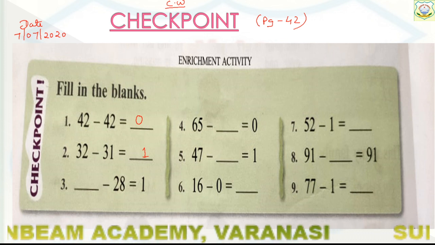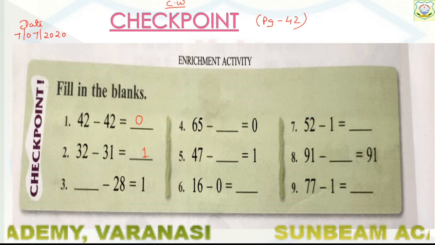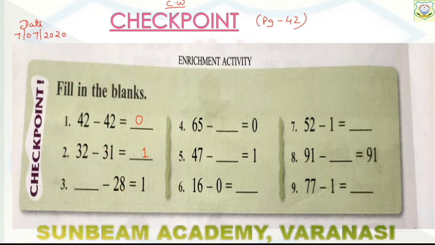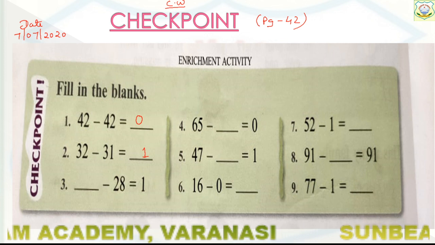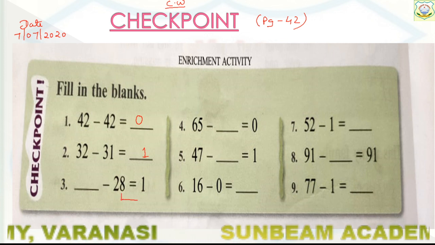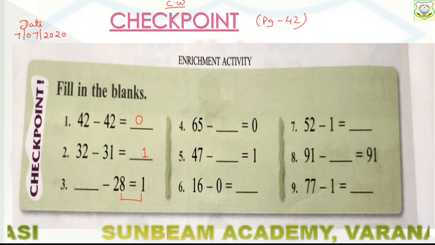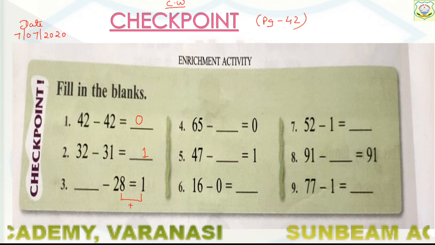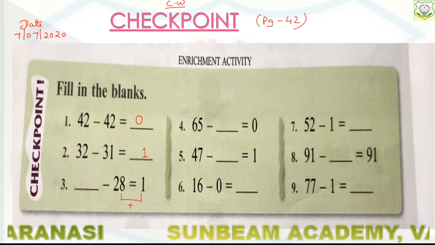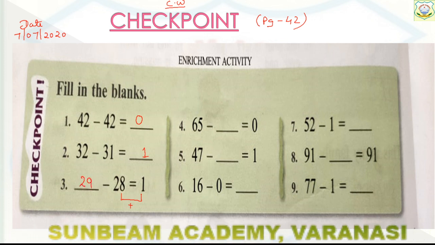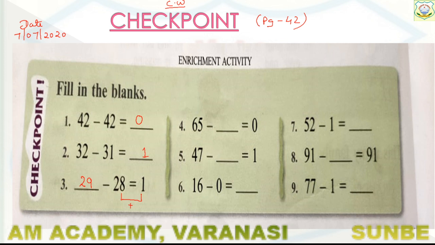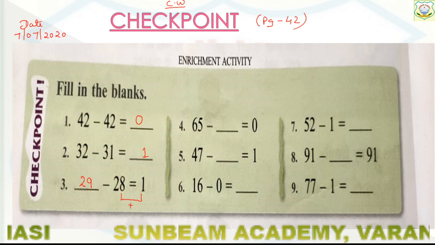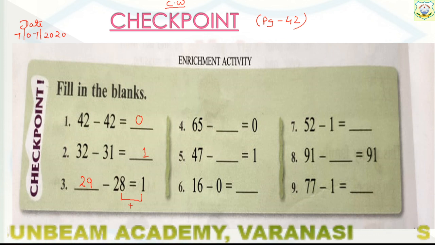Now next is dash minus 28 equals to 1. So now what we have to write? Do you know how to do this? The easiest way, I am telling you. This is 28 and this is 1. Whenever the blank is here, what you can do? You can add these two numbers. Then you will get the answer. So 28 plus 1 is 29. So write here 29. 29 minus 28 equals to 1. Isn't it easy? If you want, you can also make the symbol so that you don't get confused. Write down, students.